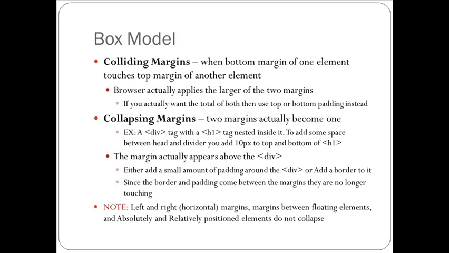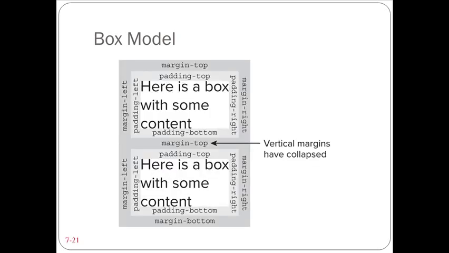We're going to get into positioning in the next few weeks, and with that you'll understand this note at the bottom that the left and right horizontal margins, or margins between floating elements, and absolutely and relatively positioned elements don't collapse. So the most common of these is going to be the colliding, and this is just an example of what happens there. So you're only going to end up with one, in this case the margin top from the bottom element. So let's look at an example.